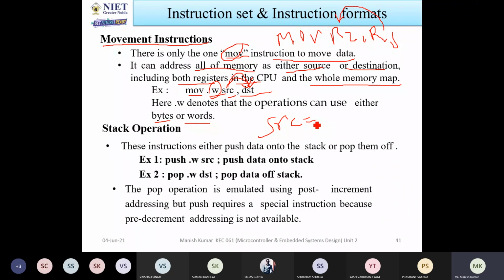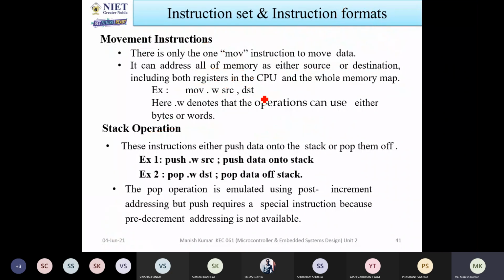Okay. So with the help of move.w, you can transfer the data from one register to another register, or from one memory location to another memory location. Okay, we can tell them. Now when we are talking about the stack operation, generally in stack operation there are two instructions used, like push instruction and pop instruction.